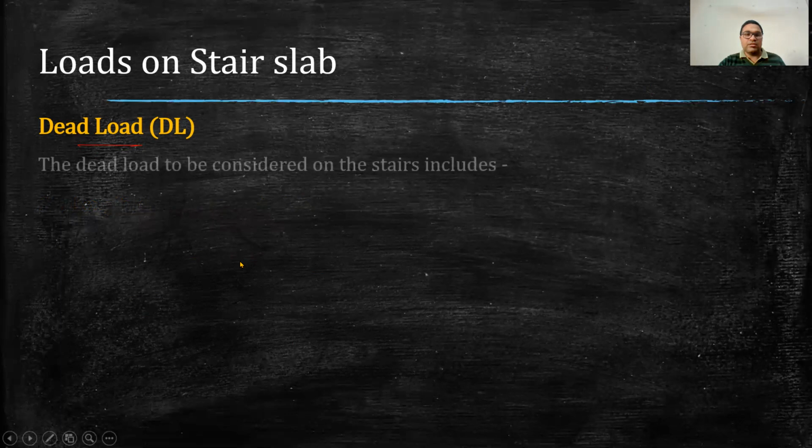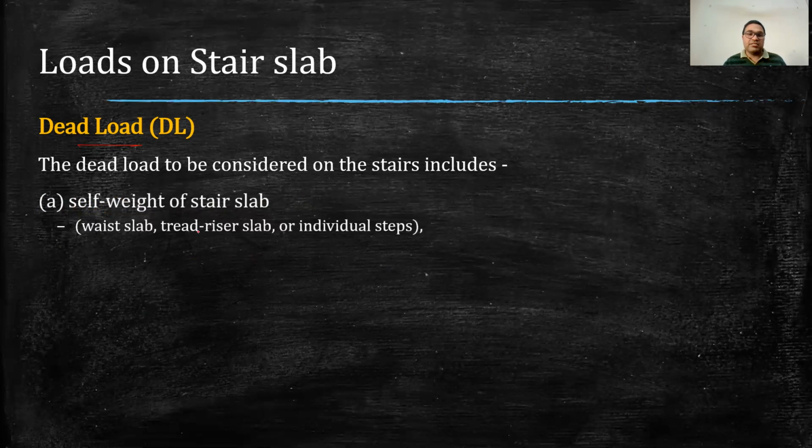In the dead load, there are basically different loads. For example, the first load is the self weight of the stair slab. In case of a waist slab, it will be the self weight of the waist slab. Similarly, if we are designing a tread riser slab, the self weight will be of the tread riser slab, or if we are designing individual steps, the self weight will be considered of the individual steps. In our course and in our lecture, we will be considering only the first case, so we will be designing staircases with the waist slab.